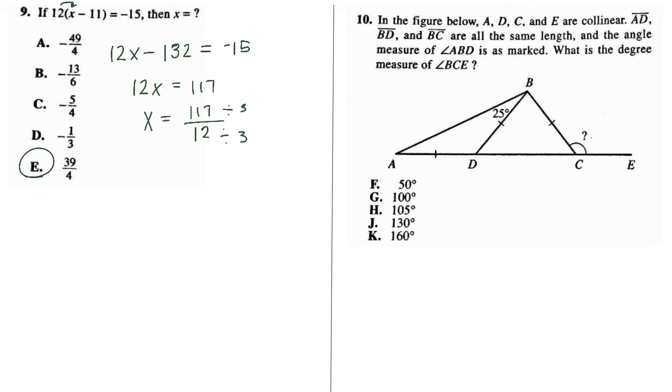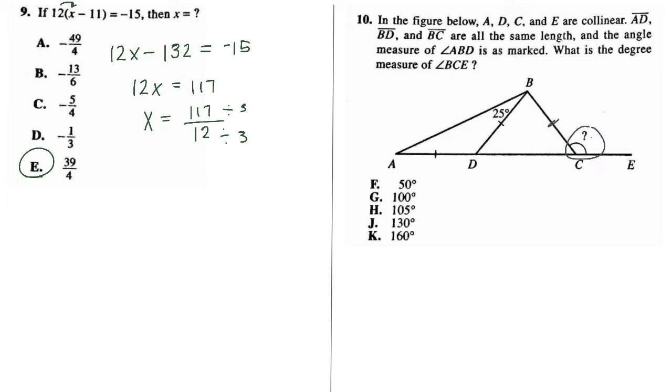Number 10. Here in the figure below, we have a triangle, and we see that A, D, C, and E are collinear. AD, BD, and BC are all of the same length, so we have all those nice little tick marks there. And so we want to know what is the degree measure of angle BCE. So I need to know the measure of this angle here.